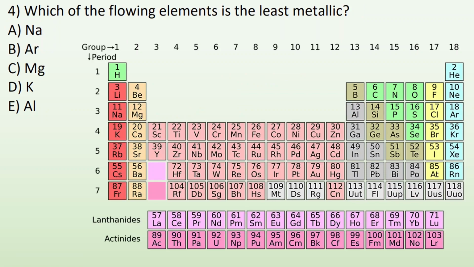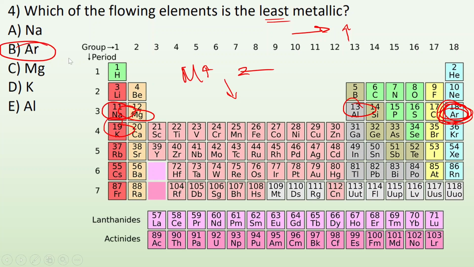Number 4, which of the following elements is the least metallic? So again, we know metallic character increases going right to left as well as top to bottom. So least metallic, we want to go all the way to the right and towards the top. So let's see what our options are. We got sodium, argon, magnesium, potassium, and aluminum again. Well, hey, argon is the only non-metal of our options, and it's a noble gas. So it's non-metallic. The least metallic one would be argon.